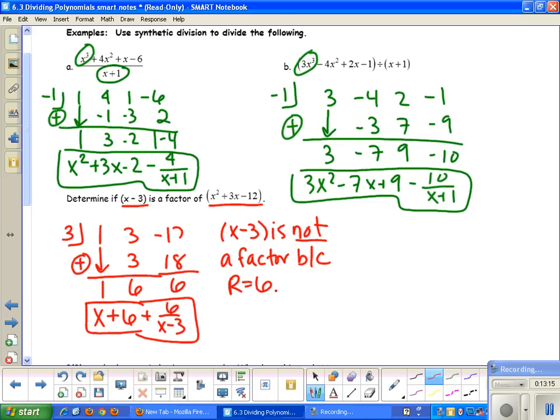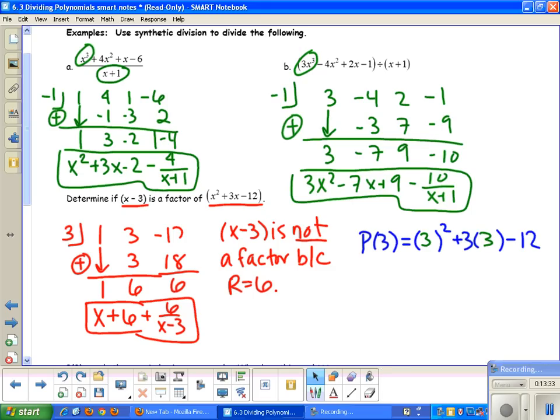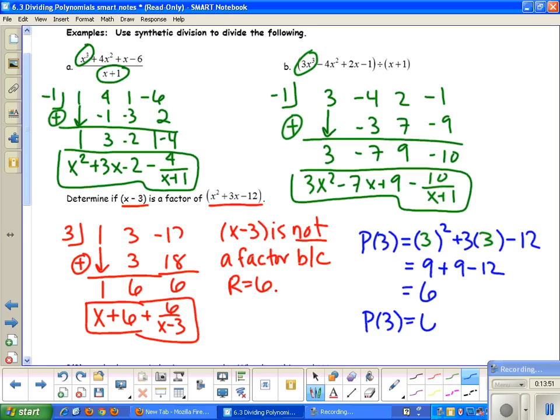Now, for this, let's try something new. Let's do p of 3 into my equation. If I plug 3 in, I would get, in this equation, 9 plus 9 minus 12. And then notice that when I add and combine like terms, that gives me 6. So that means that p of 3 equals 6.